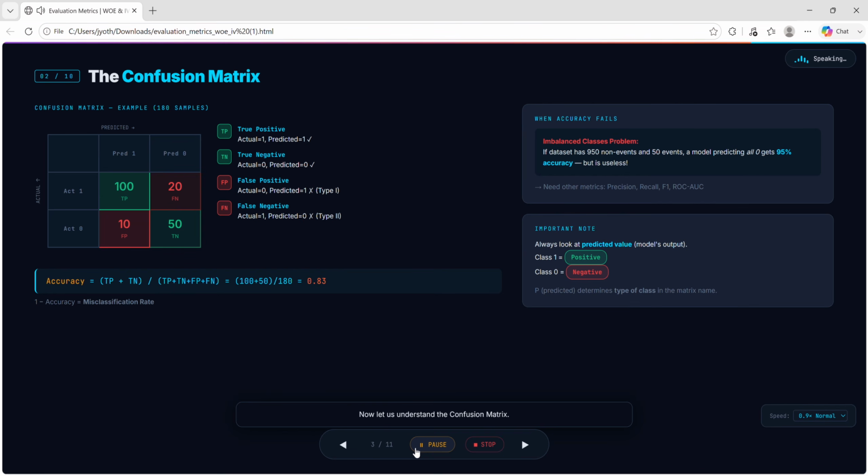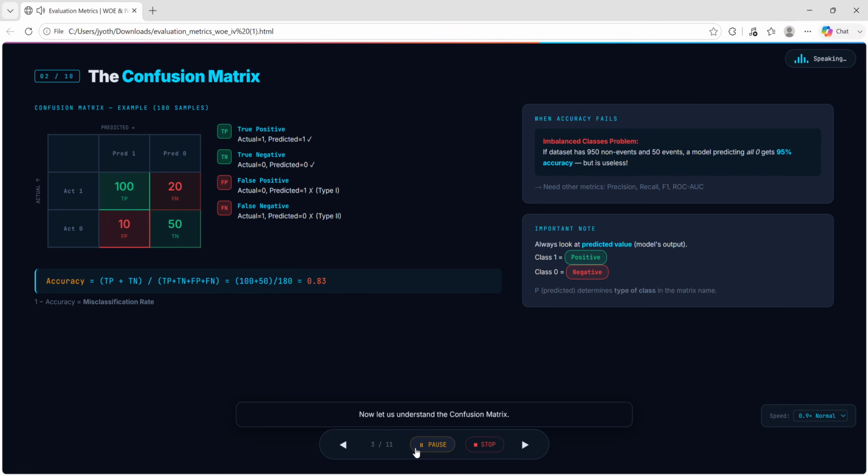Now, let us understand the confusion matrix. When a model makes predictions, 4 outcomes are possible. True positive: actual is 1, predicted is 1. Correct. True negative: actual is 0, predicted is 0. Also correct. False positive: actual is 0, but we predicted 1. This is a type 1 error. False negative: actual is 1, but we predicted 0. This is a type 2 error.